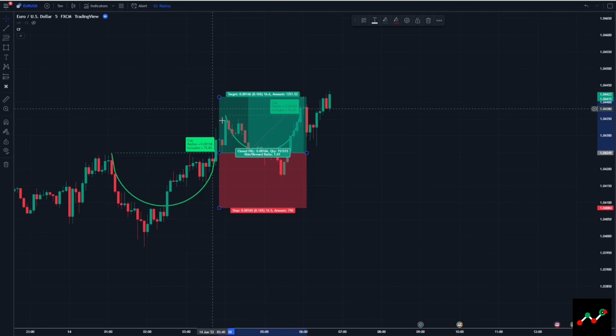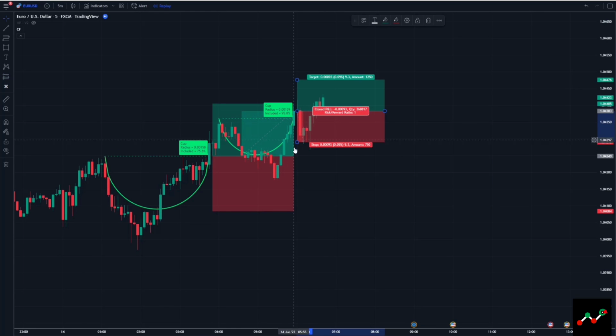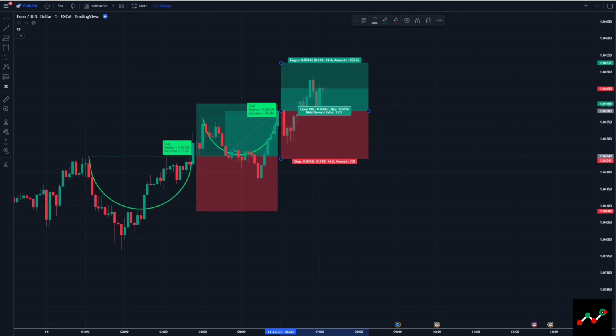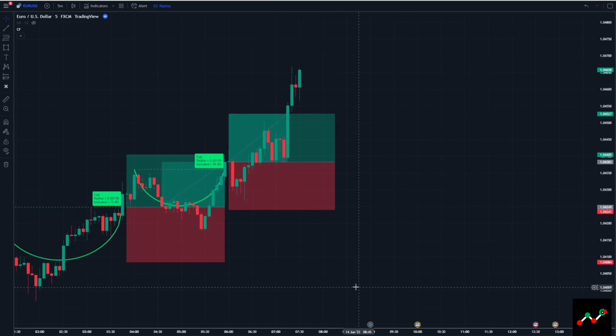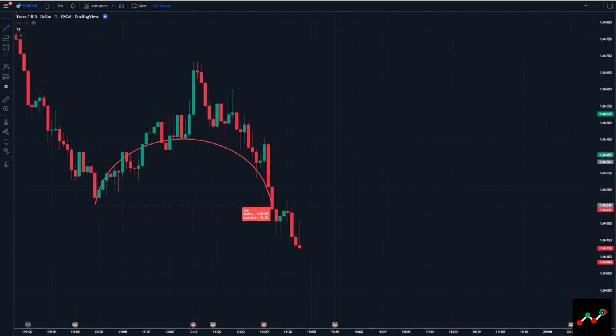Here another pattern has been formed as well. I opened another trade at the end of this pattern. Again, I set the stop loss below the bottom curve of the cup, and I set the first target on a 1-to-1 risk and reward ratio. The price went above the first target. Let's go for the next trade.